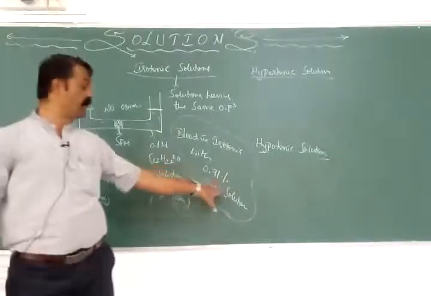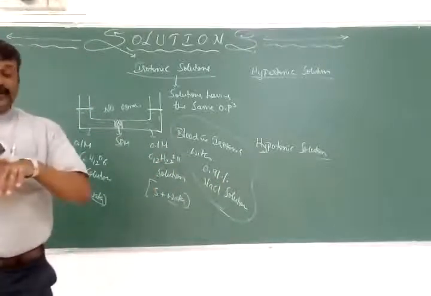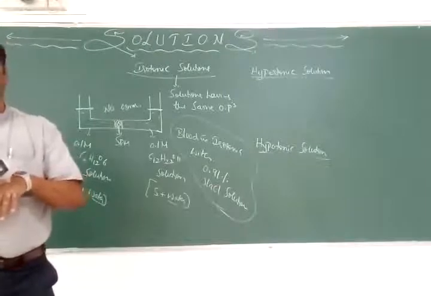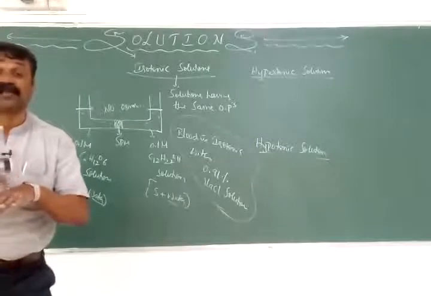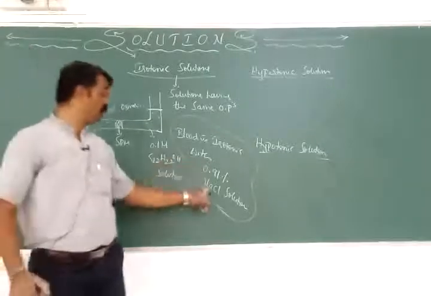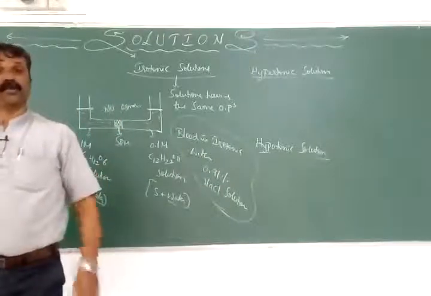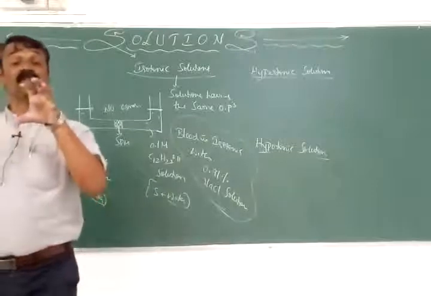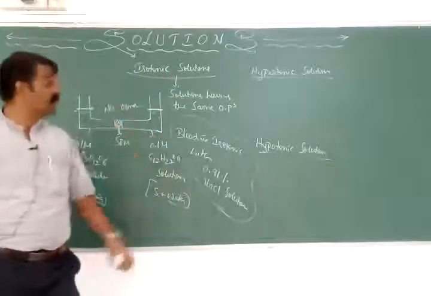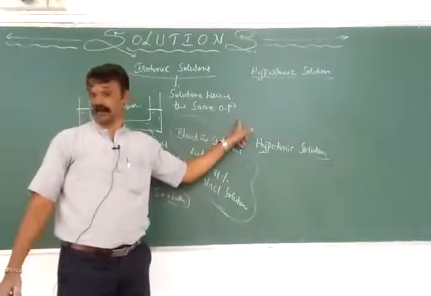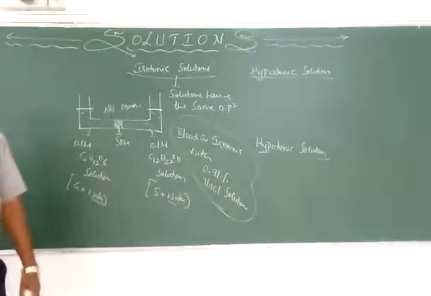So for example, 0.91% of NaCl is injected through the veins. What happens? There is no swelling. Why? Because the blood has the same concentration, the same osmotic pressure, as the 0.91% NaCl solution we have taken inside. Here the vein is considered the semi-permeable membrane, such that both have the same concentration. If both have the same concentration, both have the same osmotic pressures, and such solutions are called isotonic solutions.